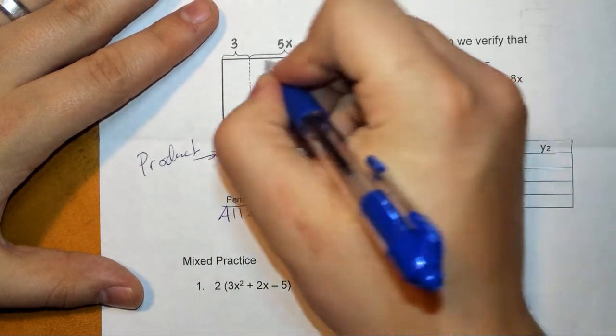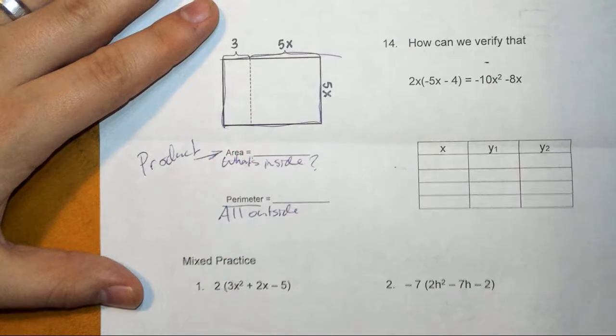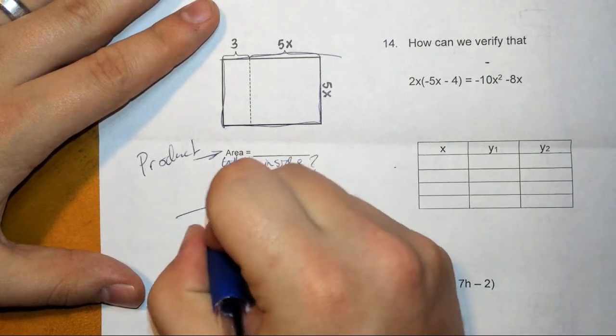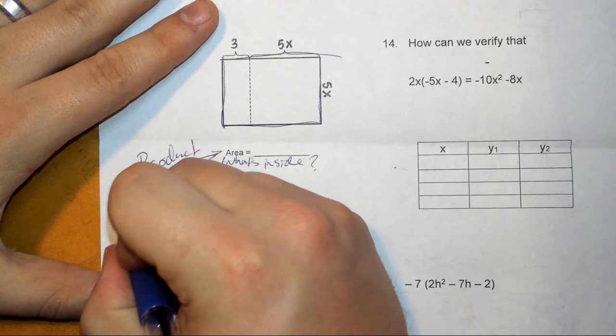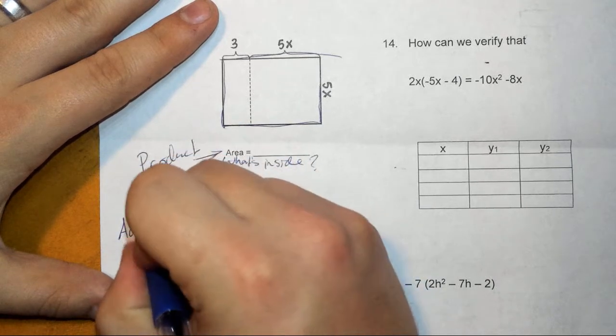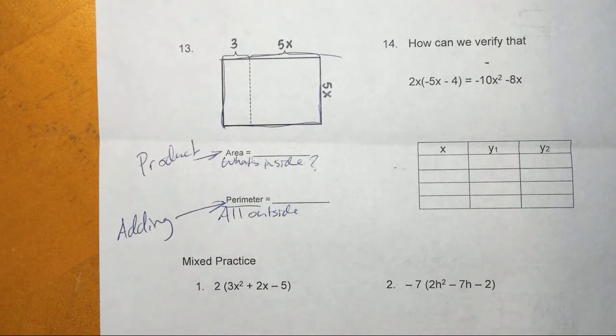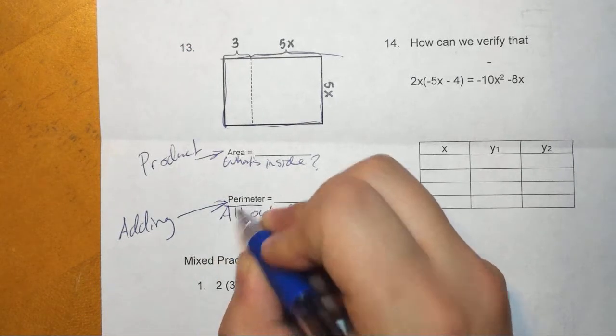The perimeter is adding up all the sides. Okay, adding up all the sides is perimeter. So instead of products, we should be thinking adding, for addition. Okay, so let's do the easy one first. Perimeter.